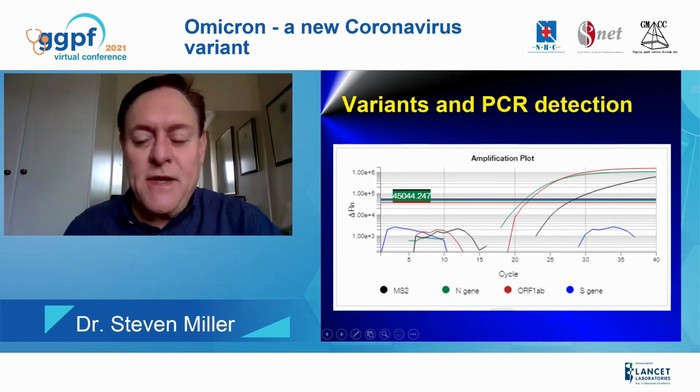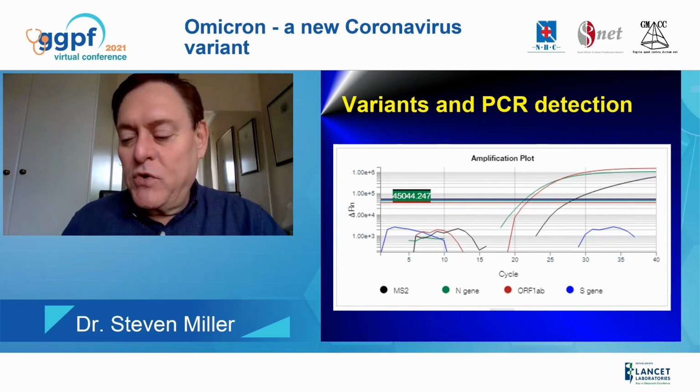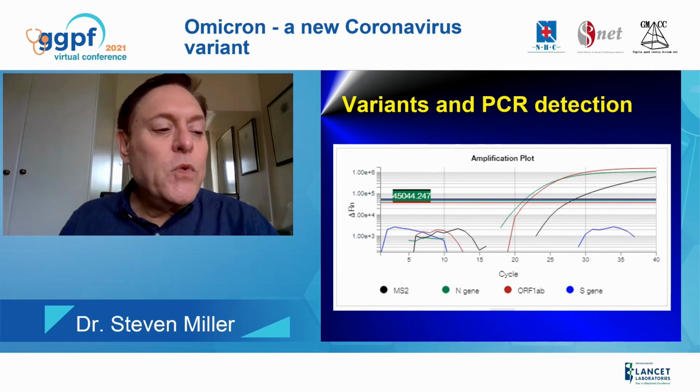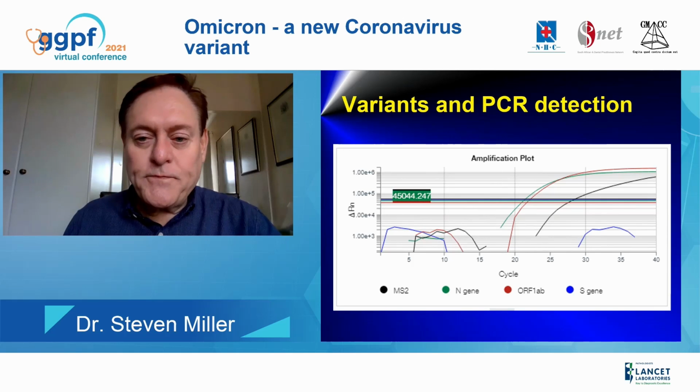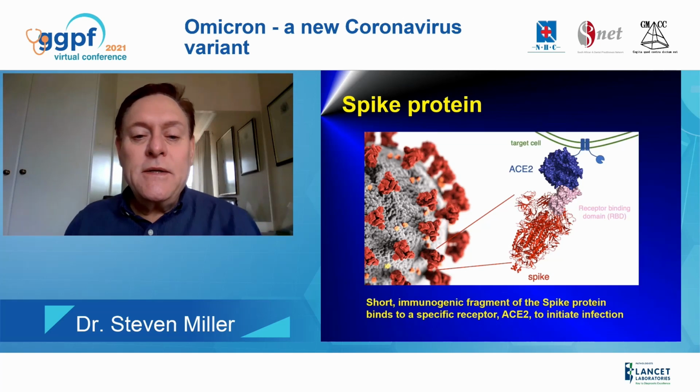Amplifying and detecting the genes, but for some reason there is S gene dropout. And that was the first hint to us that a mutation or series of mutations might have occurred, which we had not seen before. Why do we worry about the spike gene?